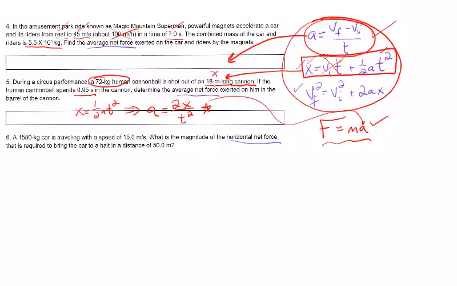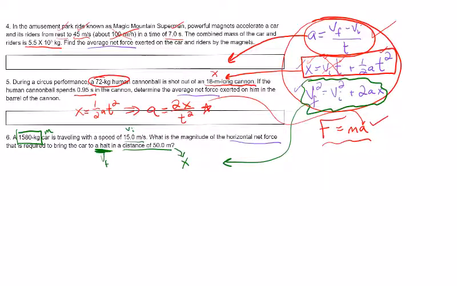The very last one. Again, we have the mass. This is the mass of the car. It's traveling with a speed of 15 meters per second. What is the magnitude of the force required to bring the car to a halt? So this would be our initial velocity, and this would be our final velocity over a distance of 50 meters. Really what this is saying, this would be your x. So now I've got it set up that we're going to use this last equation. But again, we're going to try to solve it for a.